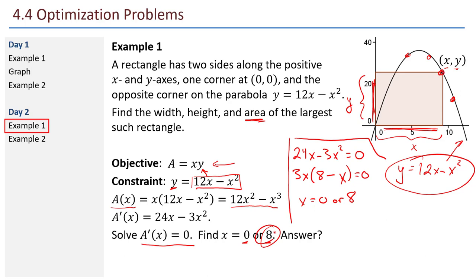We also wanted to find the height, so now that I know x equals 8, I could go back to my constraint and figure out y. So it turns out that y equals 32. And once I know x and y, I can figure out the total area, 8 times 32, which is 256. So that solves example 1.